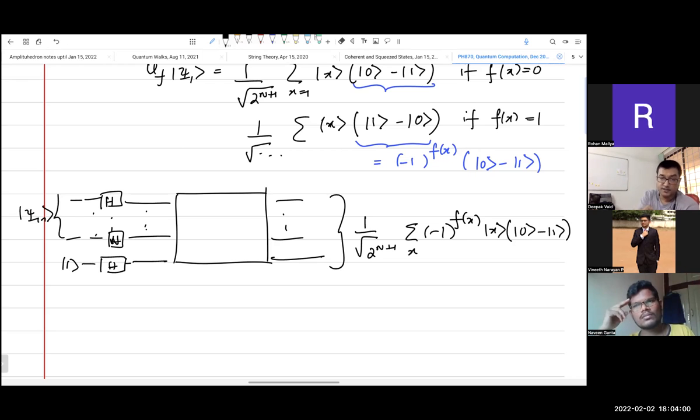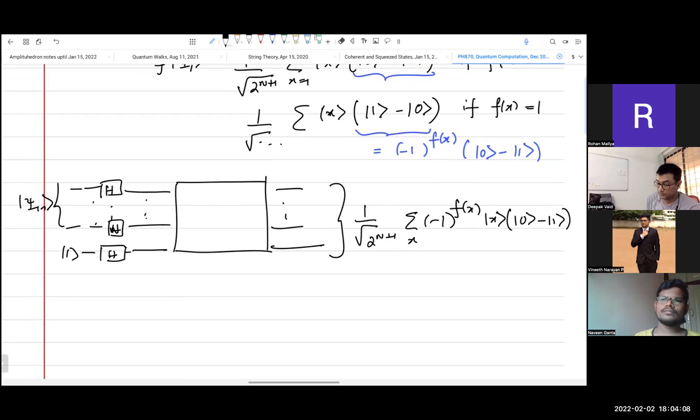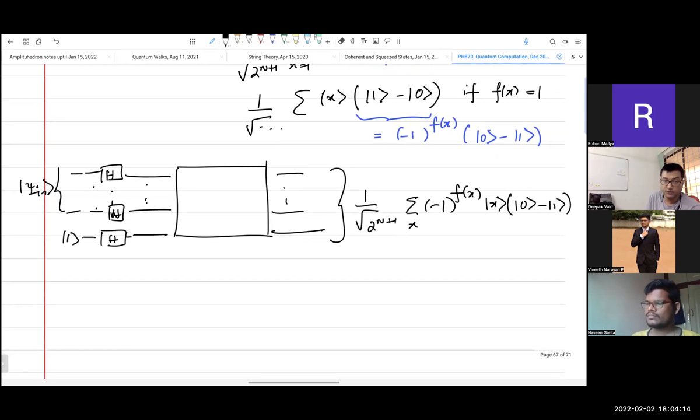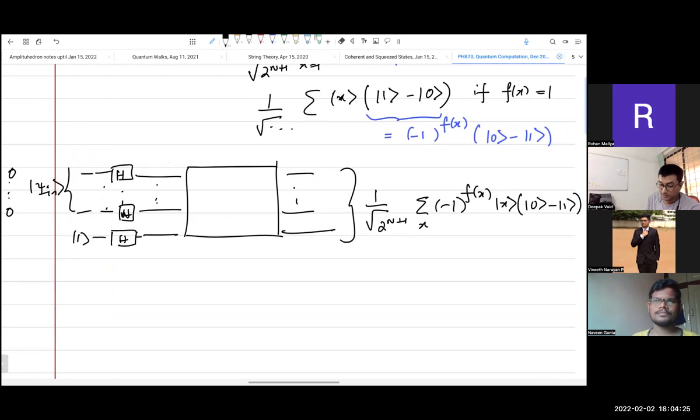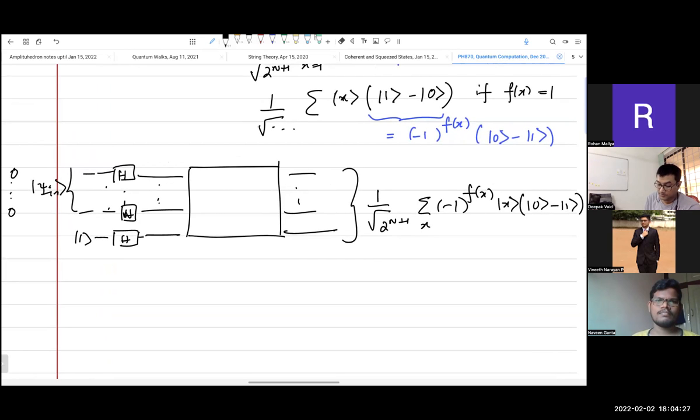Right, so this is what we get if our input bits... So for which value of x are we evaluating this? For what sequence of bits? Remember that we started out with all the bits in the zero, right? But the final answer is giving us a superposition of all the possible answers, right?